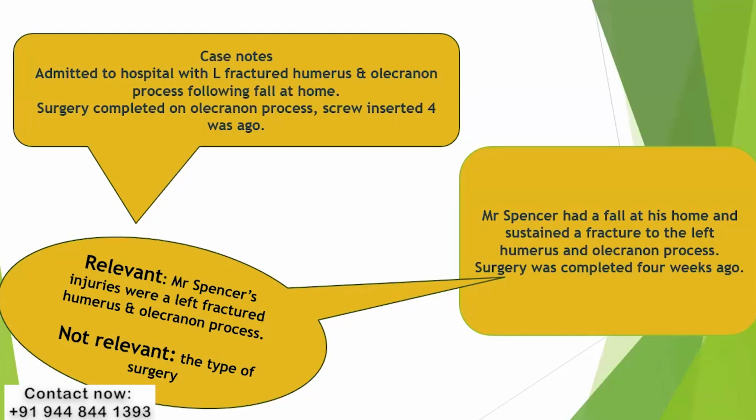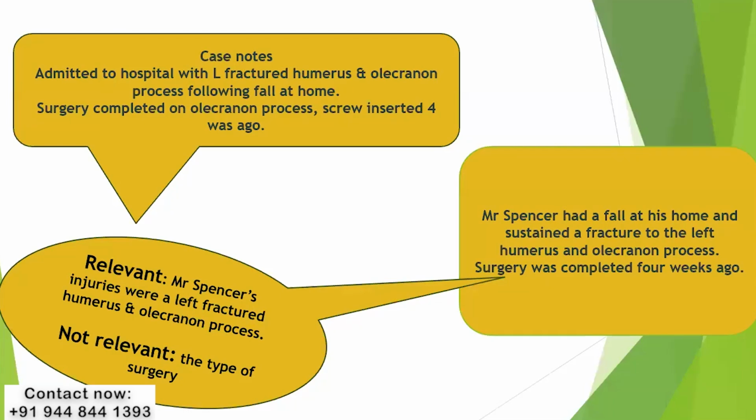And "sustained a fracture": fracture is also a countable noun, so you have to add "a". But if you are adding his fracture, or the person's right limb or left limb, you do not need to add an article in those places. To the left humerus and olecranon process, surgery was completed 4 weeks ago.